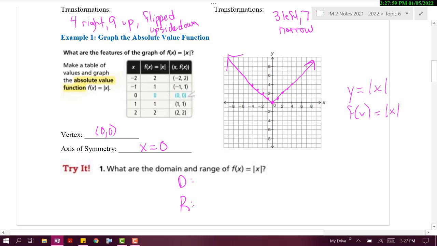Well, domain, it goes all the way to the left and all the way to the right. So it's all real numbers. But it doesn't go all the way up and all the way down. So we have a lowest point at y equals 0. Now, are y values above it or lower than it? Well, they're above it. They're greater than or equal to. So that's our domain and range for this function.